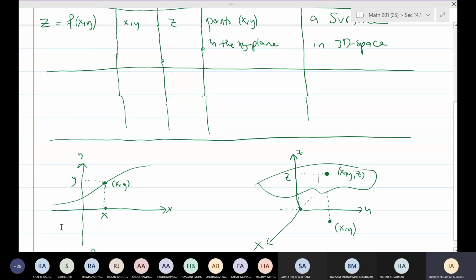It is really similar to the one-variable case. Domain, range, a point in the domain, and a corresponding point in the range. You have a point X in the domain, the corresponding Y in the range, and then you get a point on the curve. Here, a point X, Y in the domain, the corresponding point Z in the range, then you get a point on the surface, X, Y, Z.